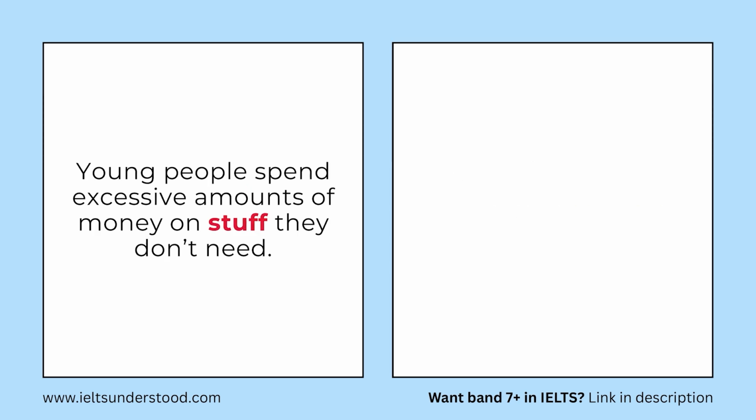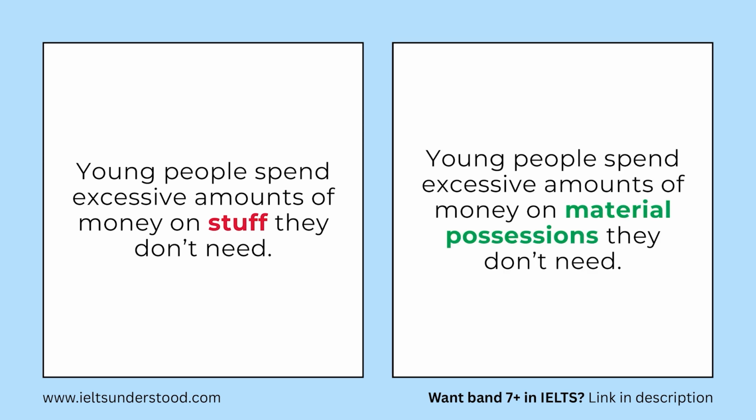Let's look at one more. Young people spend excessive amounts of money on stuff they don't need. No, too informal. Young people spend excessive amounts of money on material possessions. This is the more precise piece of vocabulary here.